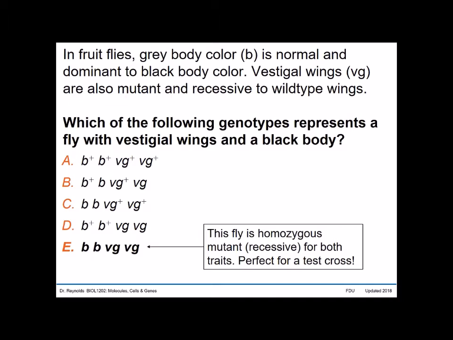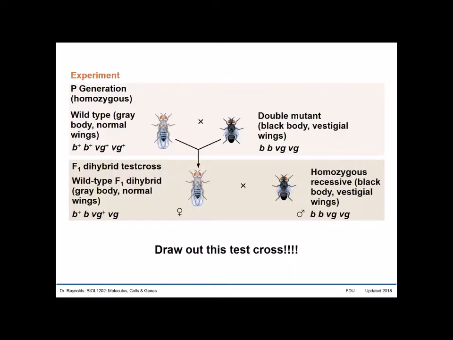So let's look at an instance in which Thomas Hunt Morgan actually did this. So let's look at our P generation. We use two true breeding parents, which means these are going to be homozygous individuals. We have one that's a wild type, so gray body and normal wings, B+B+ VG+VG+. And we have a double mutant, black body and vestigial wings, bb vgvg. So these individuals bred together and created an F1 hybrid, which was heterozygous for both the B gene and the VG gene.